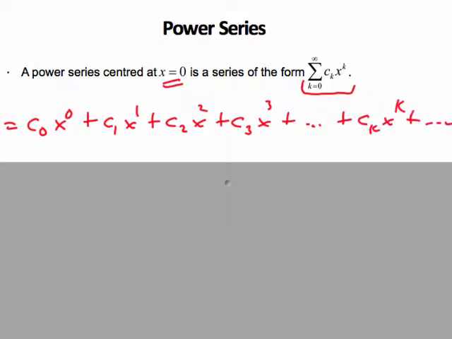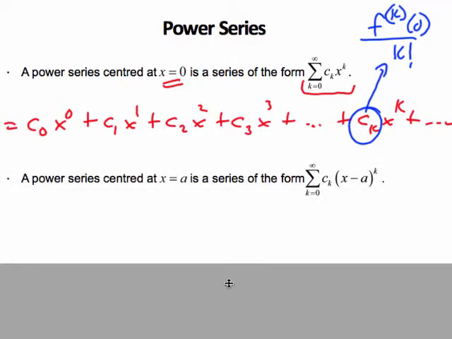A Maclaurin series is a special type of power series centered at x equals 0 in which the coefficient is a specific value, specifically the kth derivative at 0 divided by k factorial. A Maclaurin series is an example of a power series centered at x equals 0, but not every power series centered at x equals 0 is a Maclaurin series.